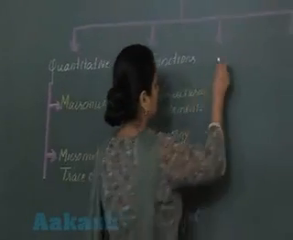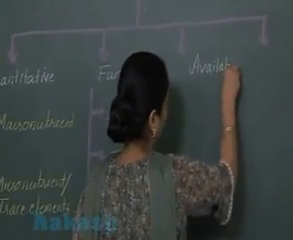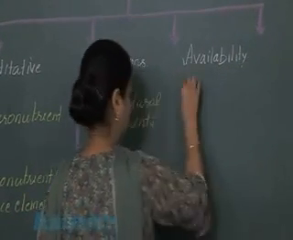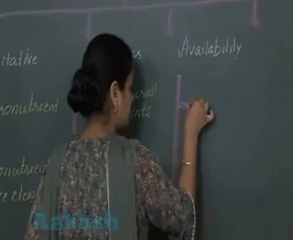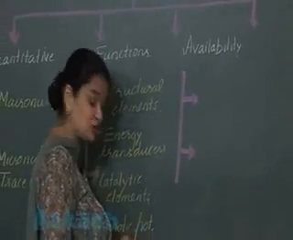Another one is the type of the essential elements on the basis of their availability. On the basis of the availability, I will be discussing two types of the elements, the elements which are obtained from soil.